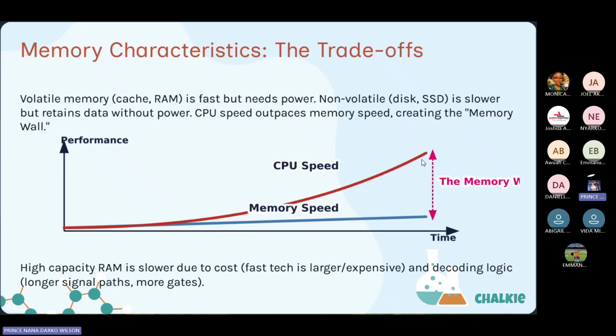It says high capacity RAM is slower due to costs. Fast tech is larger or expensive, with decoding logic, longer signal paths, more gates. So if you want data access time to be faster, sometimes you might have to include more data paths using different types of logic so that it can move even faster.